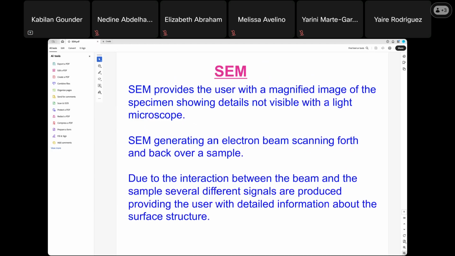So the scanning electron microscope provides the user with a magnified image of the specimen, showing details not visible with a light microscope. So that's why we are going to use a scanning electron microscope. What you cannot see through the light microscope, you can visualize in an electron microscope. Specifically for surface structure, you can use a scanning electron microscope.